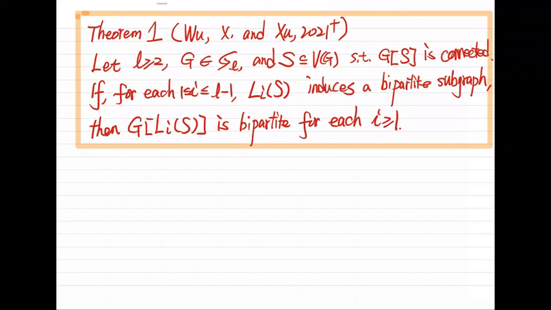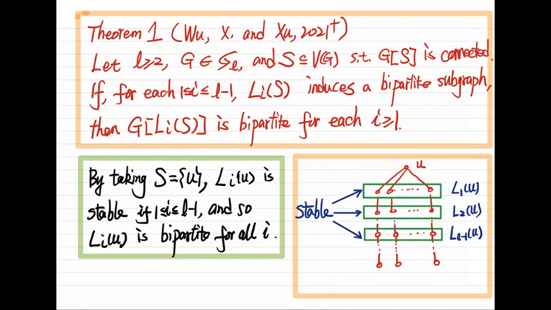Let L be a positive integer of at least 2, G a graph in this family G_L, and S a subset of V(G) such that S induces a connected subgraph. If for each i between 1 and L minus 1, the level L_i, the vertices of distance i from S, induces a bipartite subgraph, then we can show that for each positive integer i, L_i(S) induces a bipartite graph. From this theorem, we can show that all graphs in G_L are four colorable.